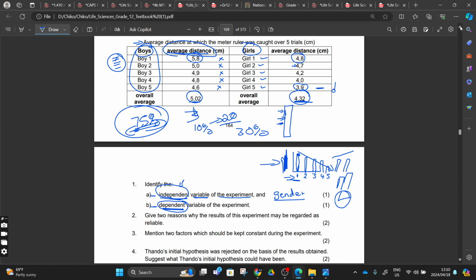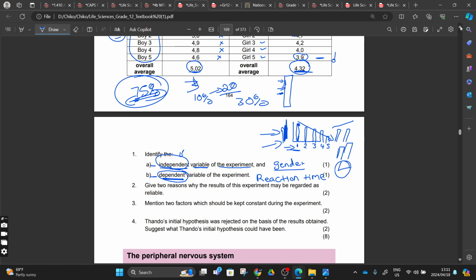Now you will say gender, boy and girl, they are the independent. They are not depending on anything, right? The dependent now is the average distance, or the reaction time. You say the reaction time. Because we are testing a reaction time, but we are using an average distance, right? We can use an average distance of reaction time. Then they can say draw a graph. I showed you an example this time. So these are the two.